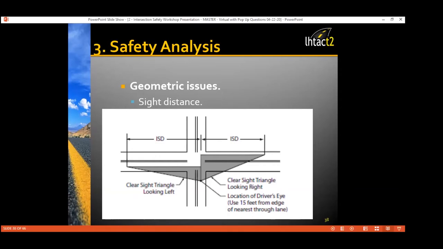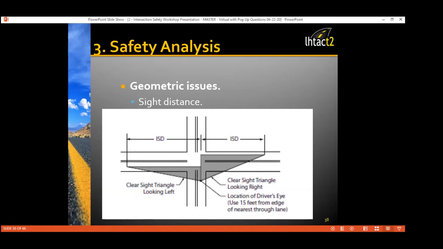Utility poles or buildings. So there's just a whole host of things that can obstruct our sight. In addition to the horizontal and vertical alignment, the road approaching the intersection can reduce the sight triangle quite drastically. And the picture you're looking at right now is really a typical sight triangle.